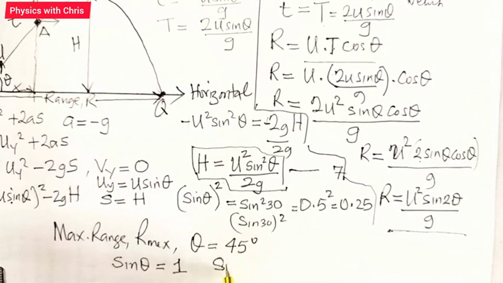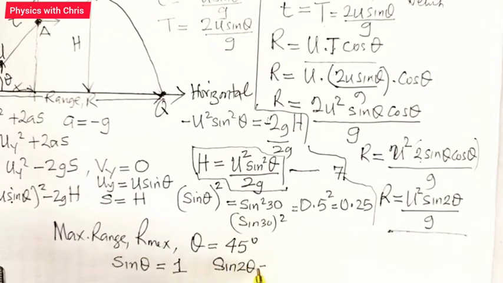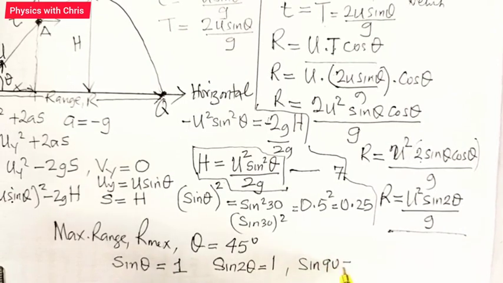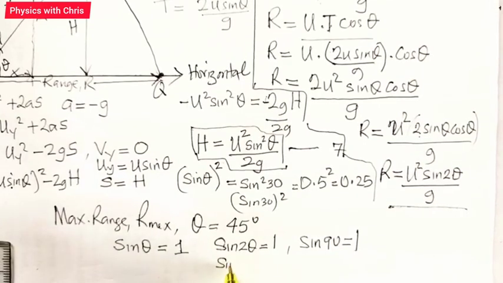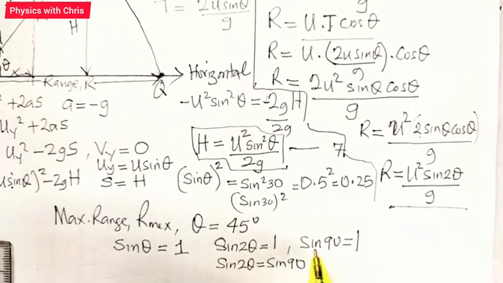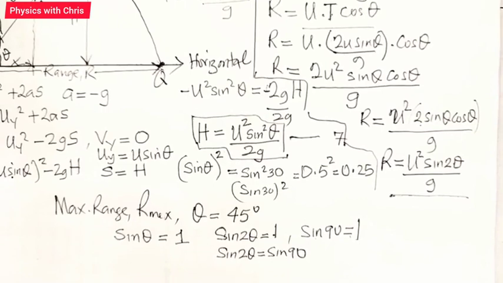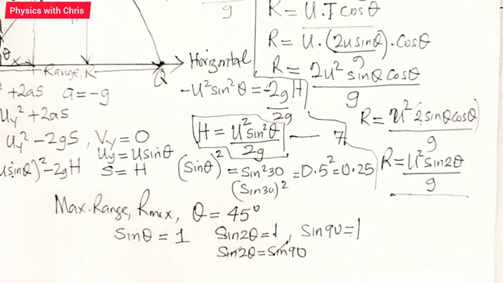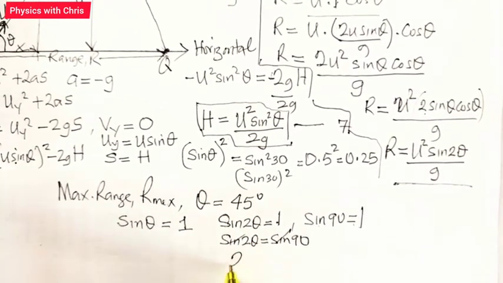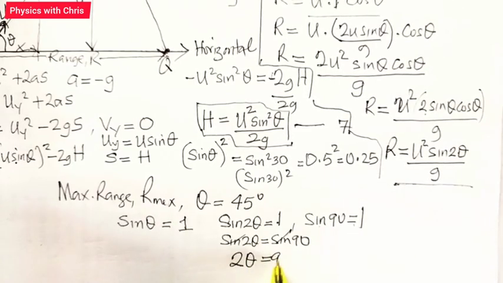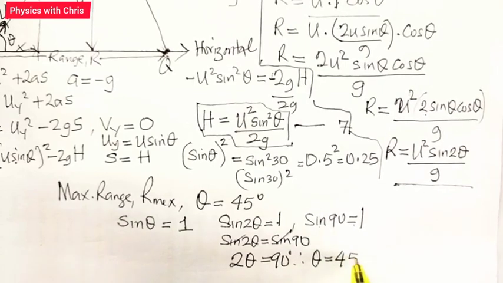For sin 2 theta to be equal to 1, recall that sin 90 is 1. If you confirm on your calculator, sin 90 is 1. So that gives you sin 2 theta is equal to sin 90. Since sin 90 is 1, I can replace 1 with sin 90, so that sine cancels out sine. What is left is 2 theta equals 90 degrees, and therefore theta is 45 degrees.